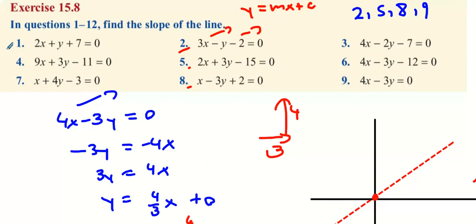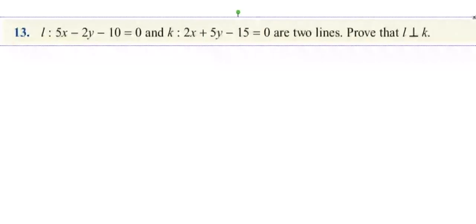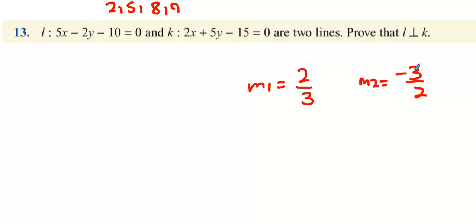So we did 2, 5, 8, and 9 so far. Now we're going to move on to 13. The next thing I have to prove is that L is perpendicular to K. Remember, if I have a slope of 2/3, what's perpendicular to that is to turn the fraction upside down and change the sign. So if m1 was 2/3, the slope perpendicular to that is 3 over 2, turning a positive fraction into a negative one. These two slopes are perpendicular to each other.